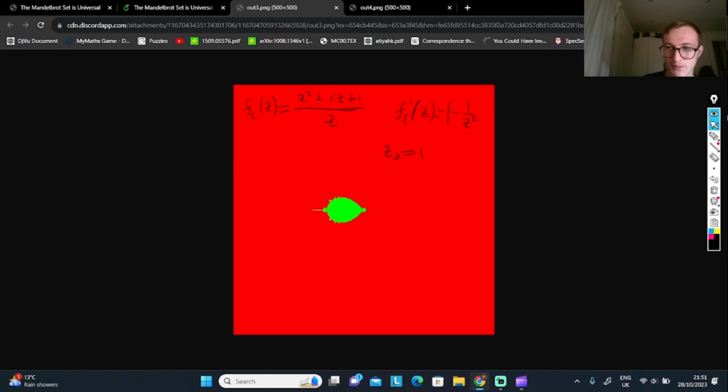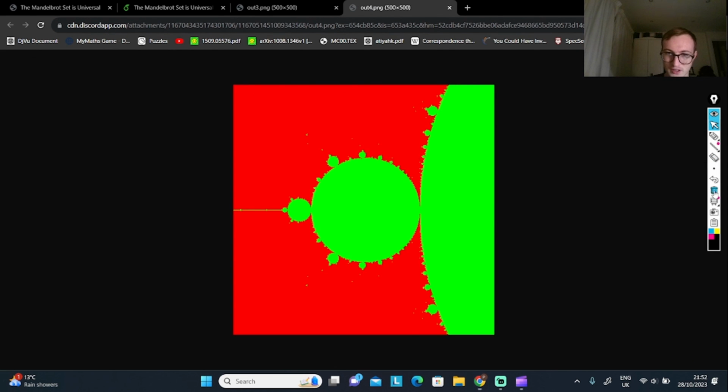Now, okay, we've chosen this rational function now. So z squared plus cz plus 1 over z. So the derivative is 1 minus 1 over z squared. So we'll start with z0 equals 1, and we end up with this fractal here. But now, when we zoom in, what part are we zooming in on? This part here, I think you've guessed what it is. Of course, it is a Mandelbrot.